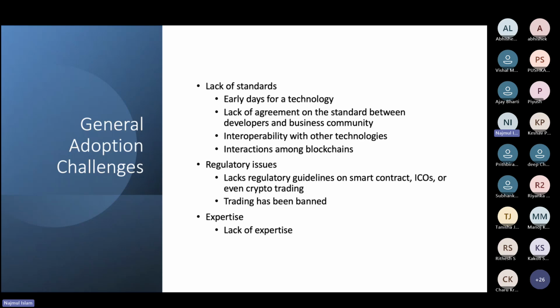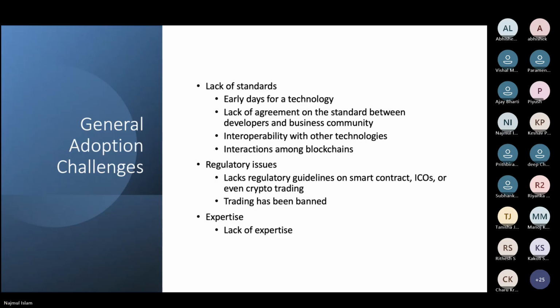Then there is a lack of agreement on standards between developers and the business community. As the technology is to some extent new, things are still under development. Interoperability is a big challenge: not only interoperability with existing systems, but also interoperability among blockchains. It has been improving all the time, and it will improve, but there is still a lack of interaction among blockchains.